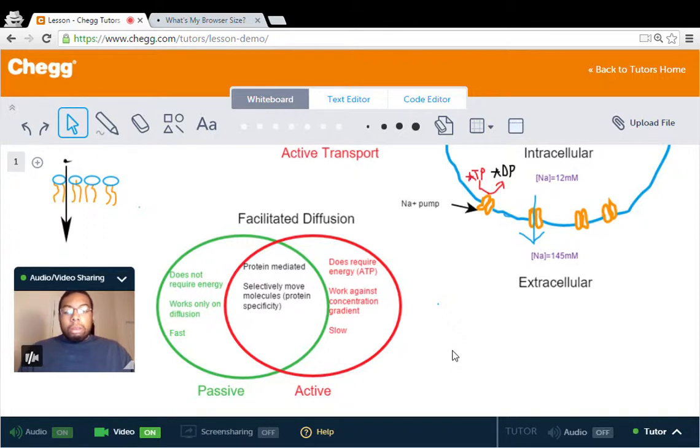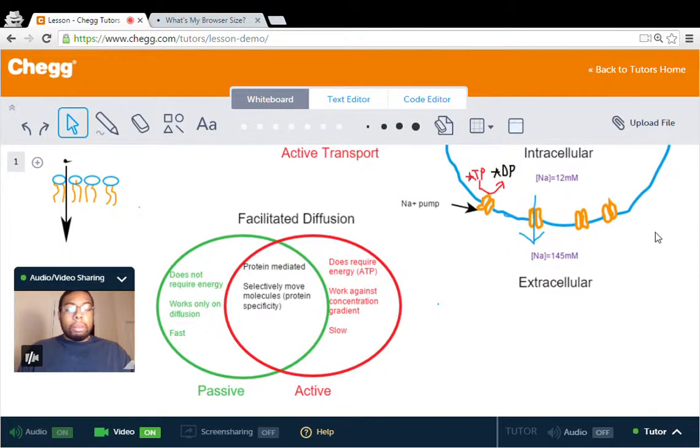Now, let's talk a little bit about active transport. So, opposite of passive, it does require energy because it's moving molecules in the opposite direction. It's moving things from a low concentration to a high concentration. And we have a quick display of that here.